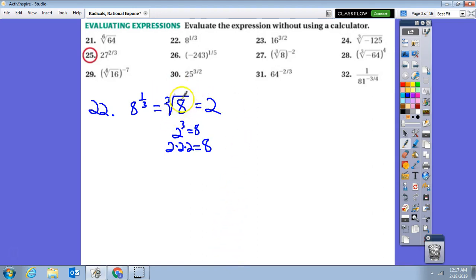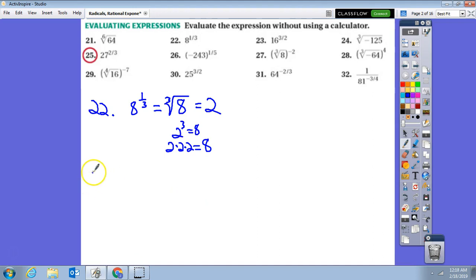So whenever you're looking for a root, it's asking you whatever to that power gives me the number on the inside, or what times itself that many times. If you don't have some perfect cubes memorized, you are going to have to make sure that you use the calculator to do 2 cubed. If it's a 4th root, you're looking for whatever to the 4th power gives you that number.